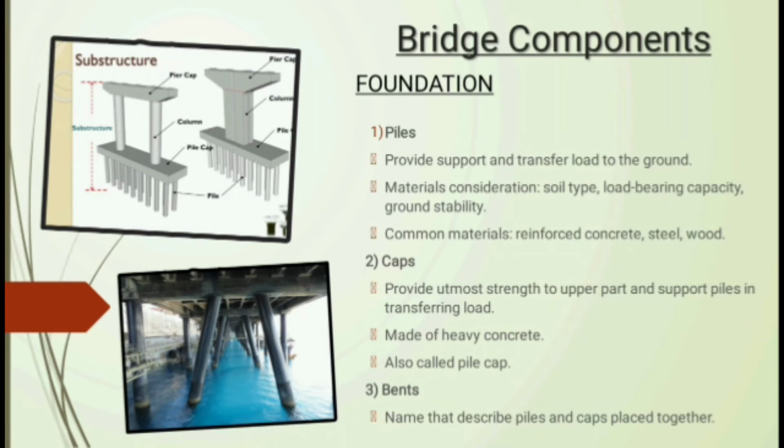Materials consideration. There are a few aspects that need to be considered in deciding what type of material to be used for the piles. The materials for the piles depend on soil type, load bearing capacity and ground stability. Common materials. There are a few common materials widely used in the industry for the piles, such as reinforced concrete, steel and wood. The second structure of the foundation layer is caps.